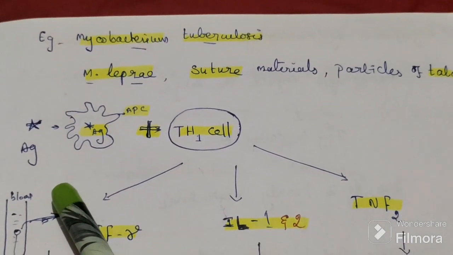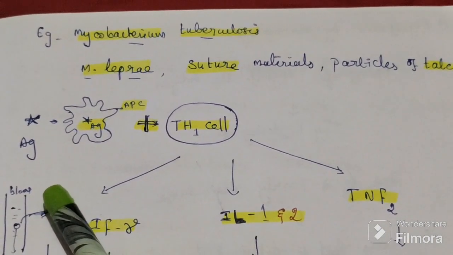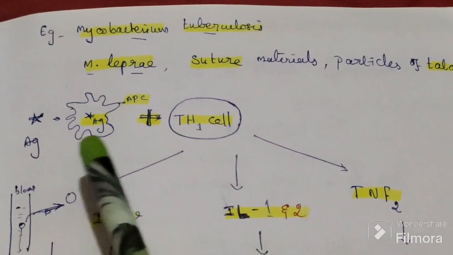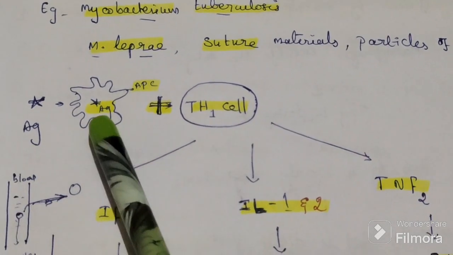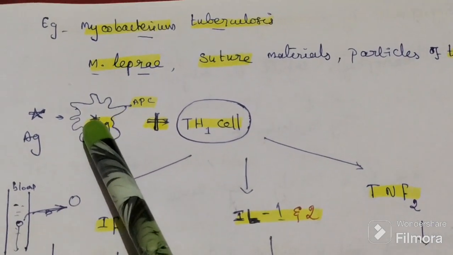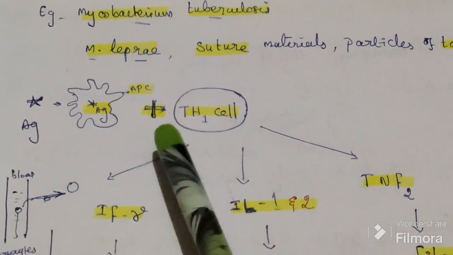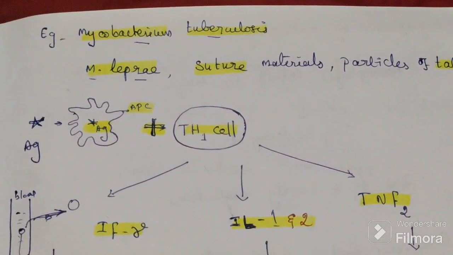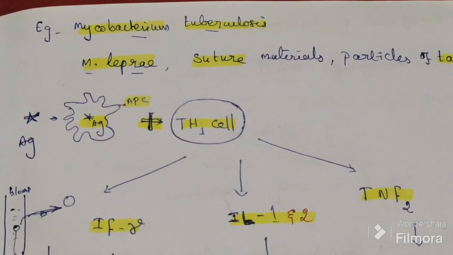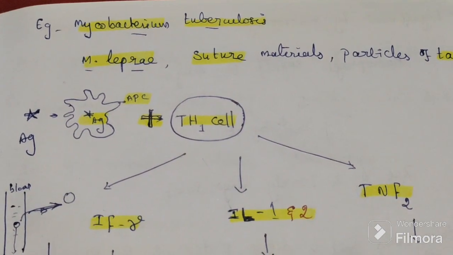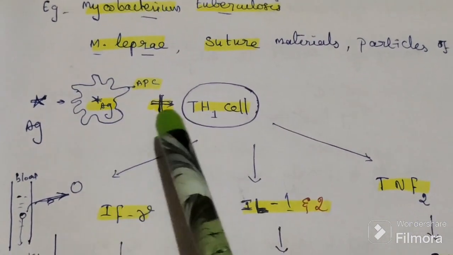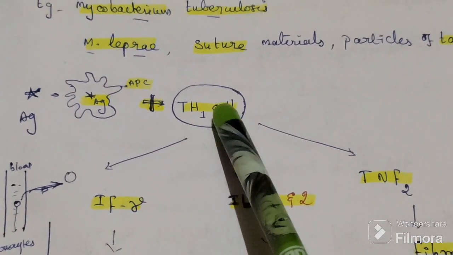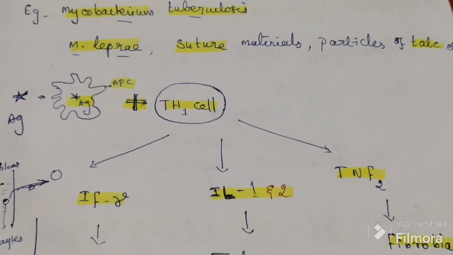This antigen presenting cell needs help from T helper 1 lymphocytes, because it cannot destroy this antigen by itself. With the help of the T helper cells, they become activated, and upon activation they secrete 3 chemicals.